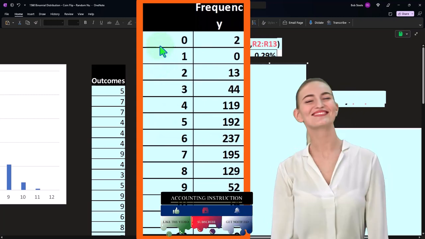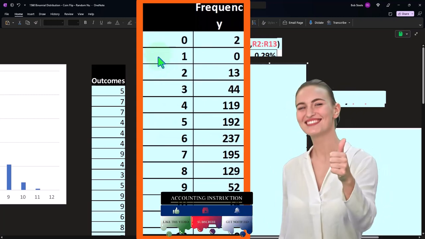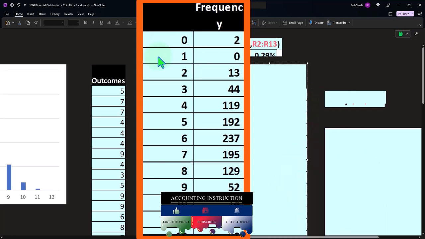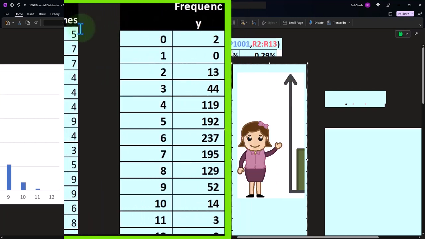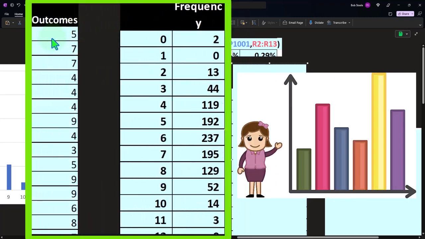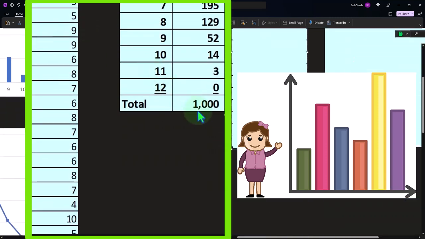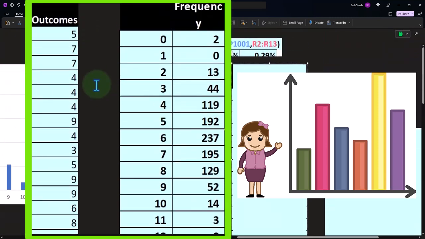So if we break this out into our bins, we're going to say, all right, how many times are we going to get 0? How many times are we going to get 1 success out of 12 flips? How many times did we get 2 successes out of 12 flips? We're using our frequency function, which is taking our outcomes here of 12 flip outcomes. I can't remember exactly how many. We did it 1,000 times, 1,000 12-time flips.